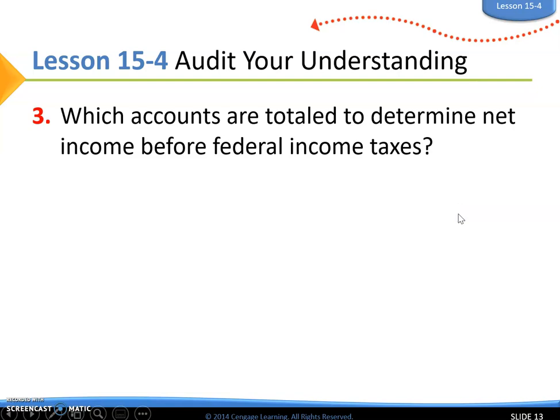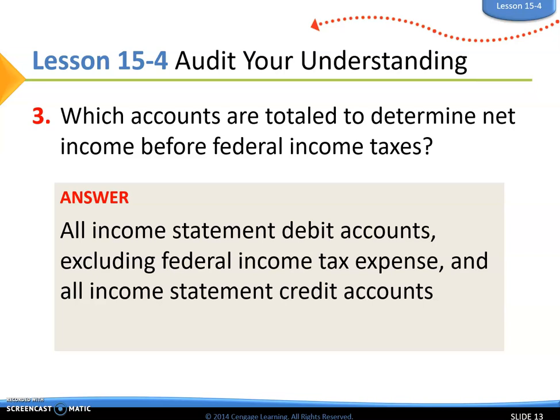Number three, which accounts are totaled to determine net income before federal income tax? So we're going to look at all of our income statement debit accounts, excluding, this is really, really important, excluding our federal income tax expense. Now, if we forget that part, we're going to get wrong numbers, and then that'll throw off our federal income tax, and that'll throw off our adjusting entries, and that'll throw off our adjusted trial balance. So this is really important. Income statement debit accounts excluding federal income tax expense, and then all of our income statement credit accounts. Remember, income statement accounts start at income summary.